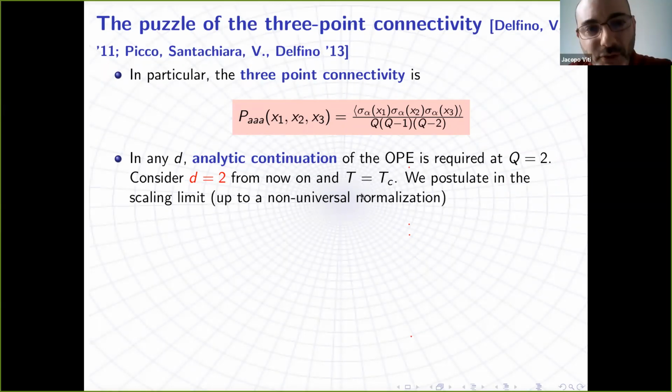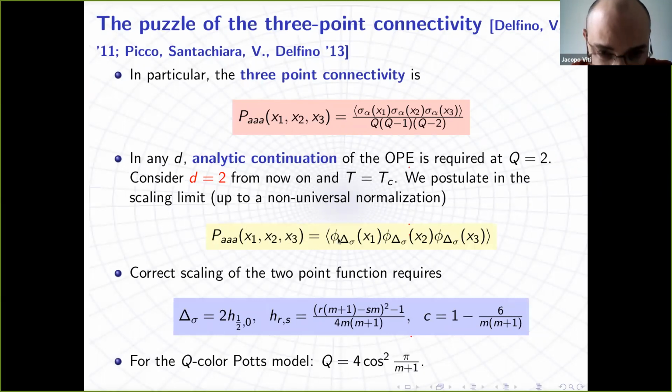So, as I said, an analytic continuation is needed here. From now on, let me stick to 2 dimensions, because this is where we can actually calculate something. In 2 dimensions, one postulates the existence of a conformal field theory at the critical point, the percolation phase transition. Within this field theory, one can express the three-point connectivity in terms of a three-point function of a certain scalar field, and this scalar field has a conformal dimension which is fixed by the two-point function.